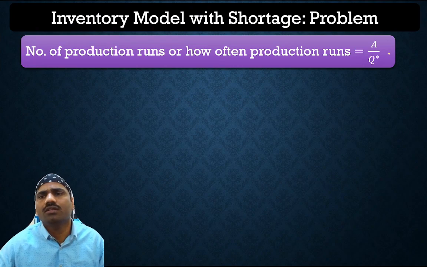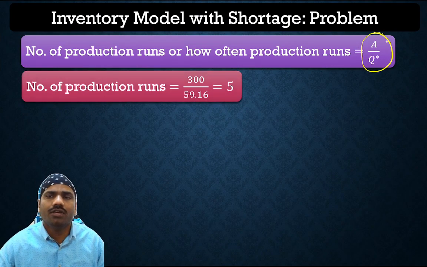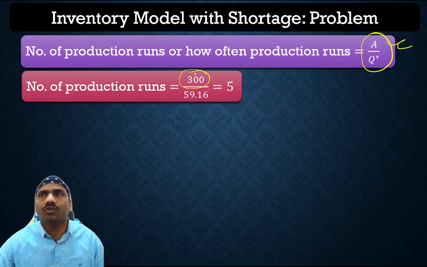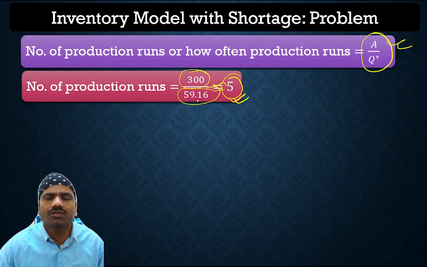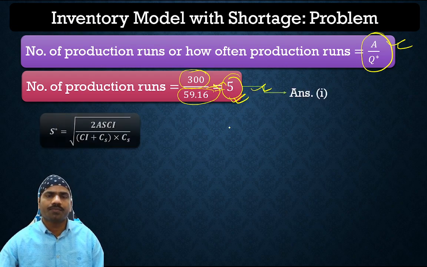Next we will find the number of production runs by A by Q, EOQ. A, the annual demand, we have 300 units, because we have 25 units per month requirement. So the number of production runs will be around 5, because the quantity is around 60. So 300 by 60 will give you around 5. So the number of production runs is 5.